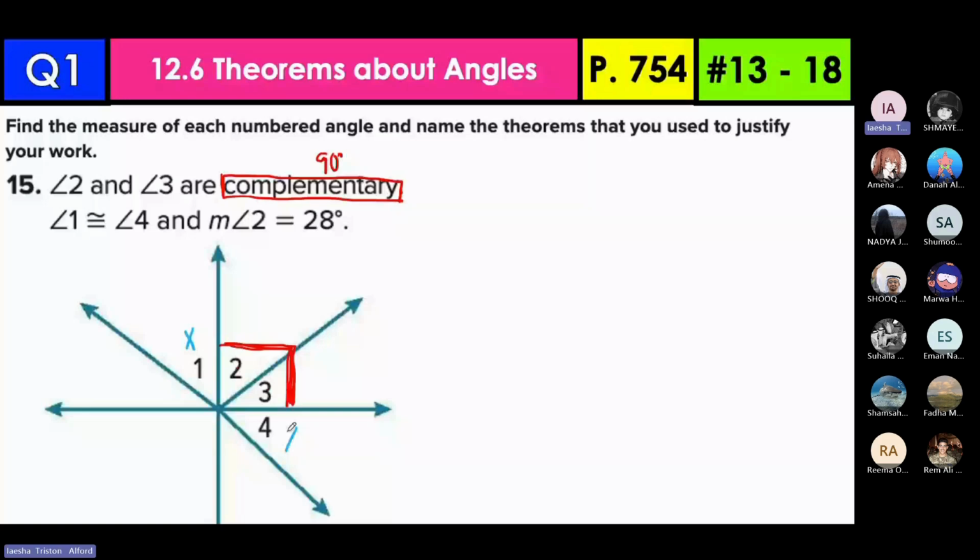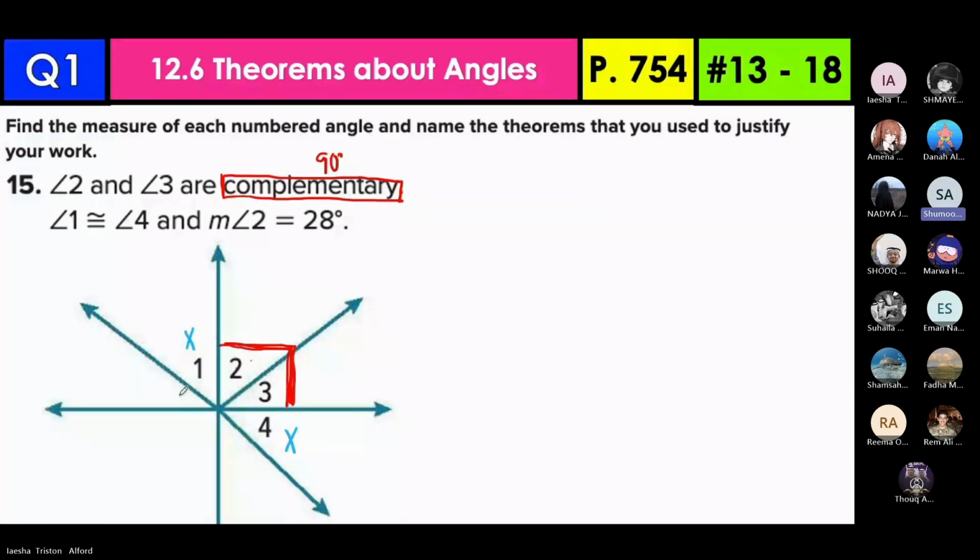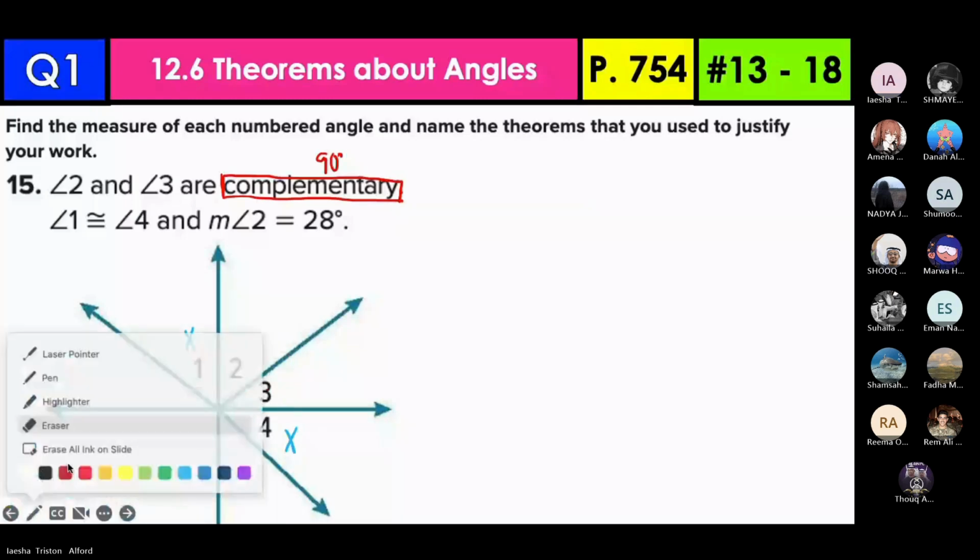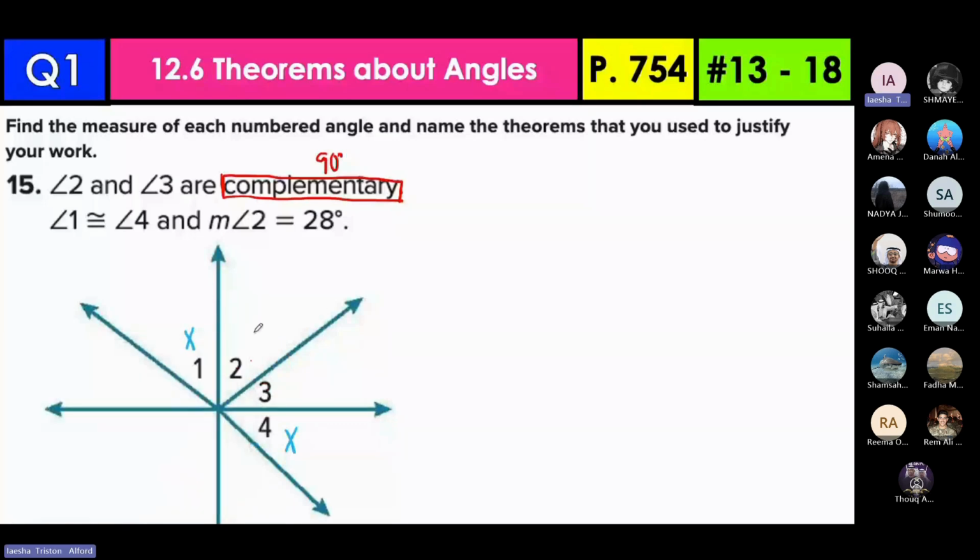Then it tells us the measure of angle number 2 is how much? 28. So I'll put this one here as 28 degrees. I'll delete this one so you do not get distracted by it. And remember, this one is a corner angle. So the first thing we need to figure out is the measure of angle 3. How can we figure out the measure of angle 3?